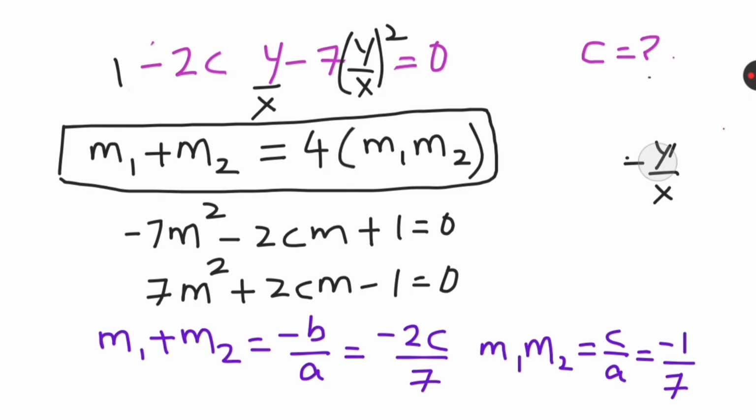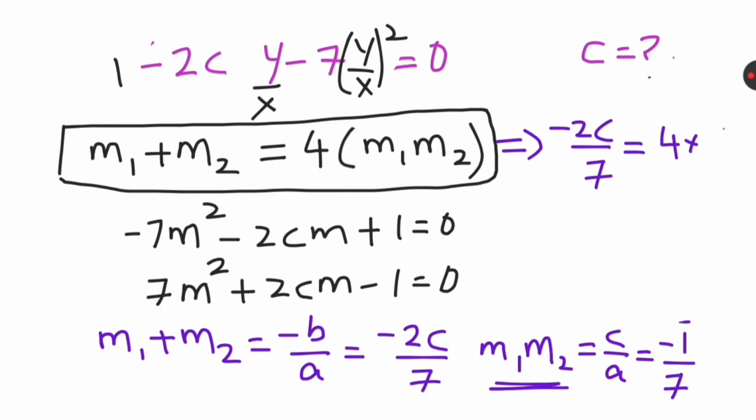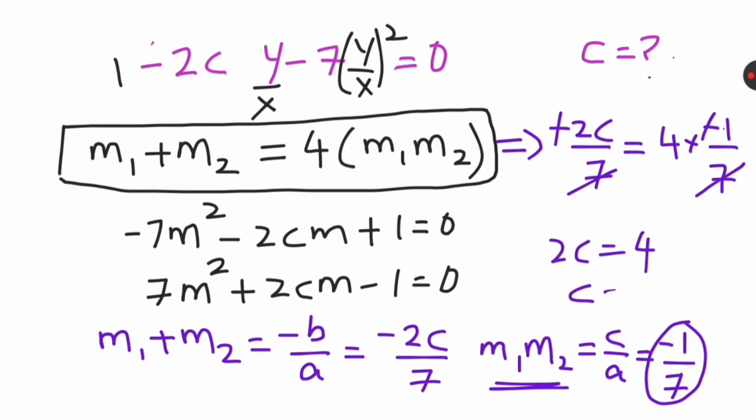So substitute into this expression. What is m1 plus m2? Minus 2c over 7 is equal to, what is the product of the slopes? 4 times minus 1 over 7. Here 7 gets cancelled and minus minus also gets cancelled. So we are left with only 2c equal to 4. Then the c value is 2.